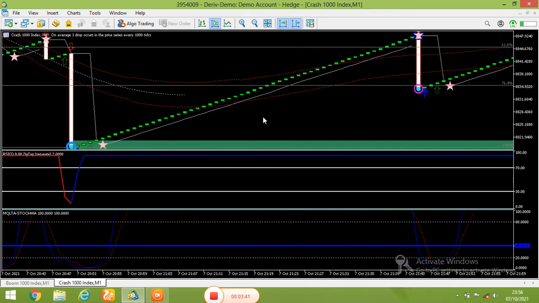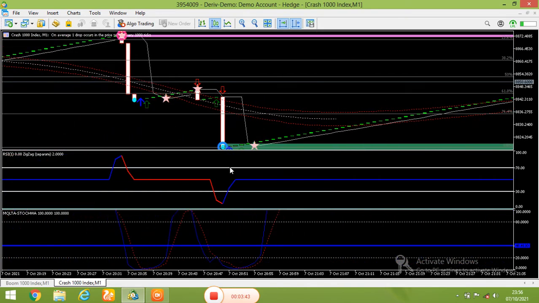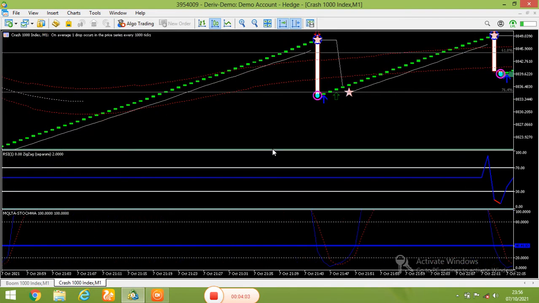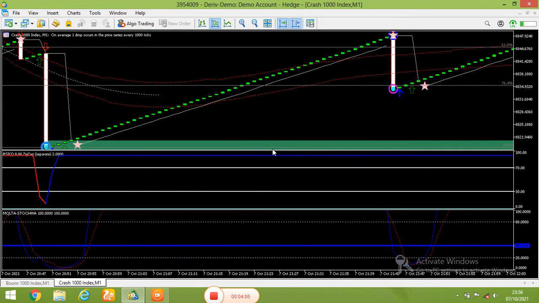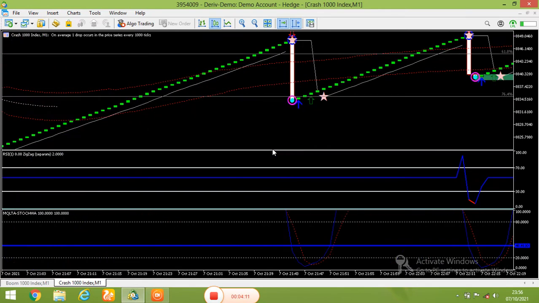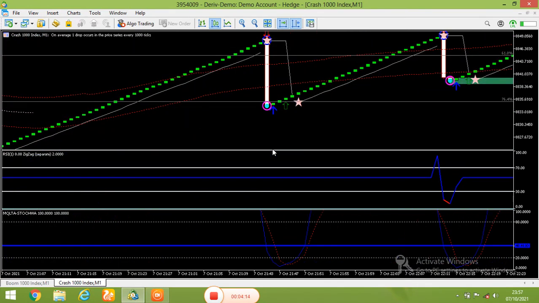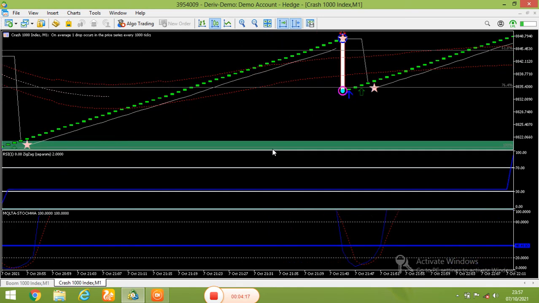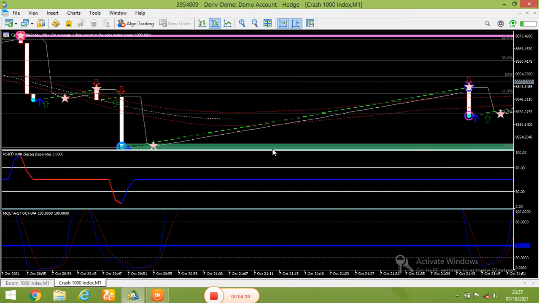If you notice here too, at this point our setup was made. The ball appeared and also the arrow appeared at this area, and we waited for the star. And if you notice, there is a very good support area here, and the market went on a bullish trend for some while, about 30 minutes or thereabout.